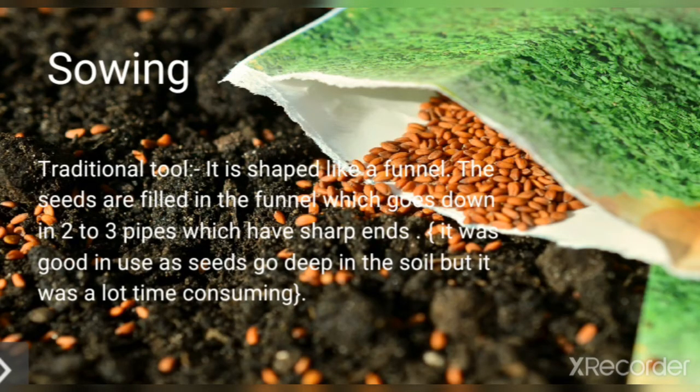So sowing. So in sowing we have two parts, traditional tool and seed drill. So let's get started with traditional tool. It is shaped like a funnel. The seeds are filled in the funnel, which goes down into 2 to 3 pipes which have sharp ends. So these ends pierce in the soil and place seeds there. It is good in use, as if you want to use it you can, but it is a lot of time consuming.